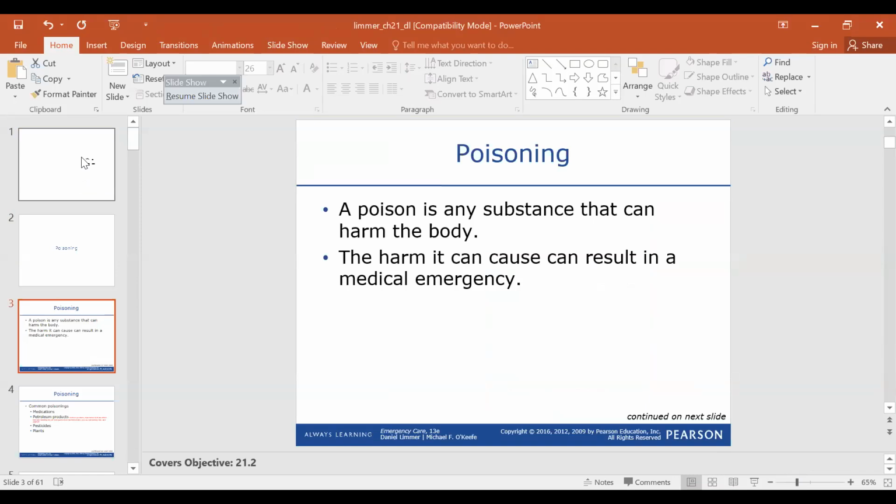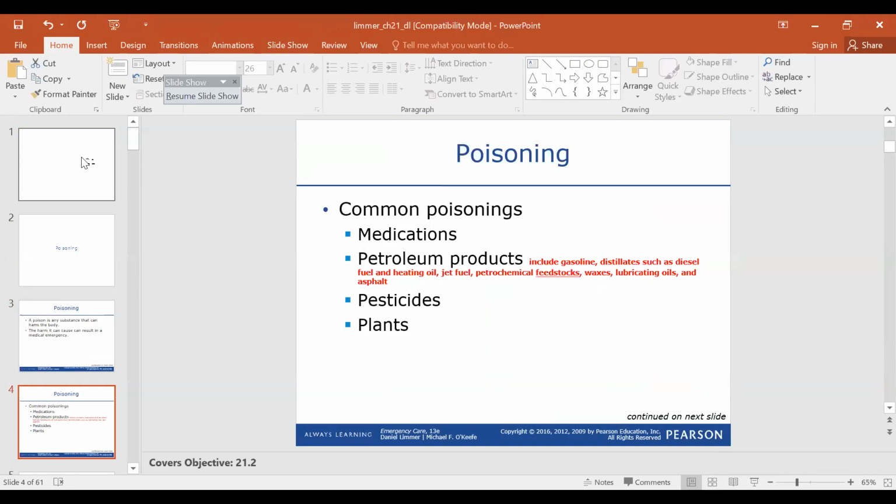All right, so a poison is pretty much anything that can destroy tissue or harm your body in general. If it doesn't belong in your body, we can call it a poison. The harm it can cause can result in medical emergencies. All right, so some common poisonings. Medication overdose is considered a poison. Some petroleum products as well, and I put some examples here.